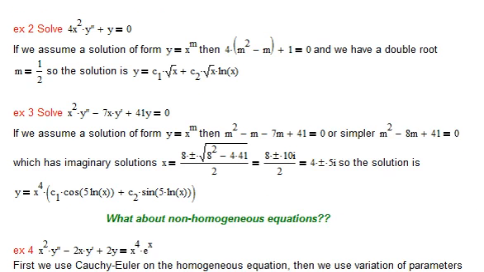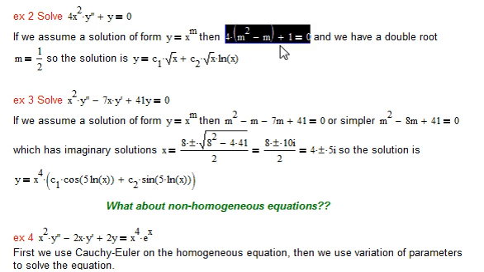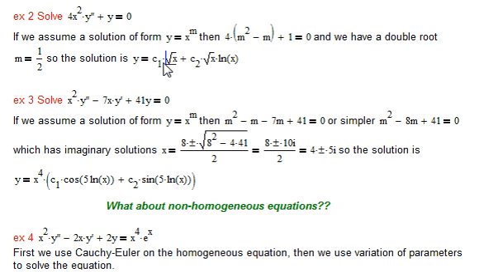How about this one? 4x squared y double prime plus y equals 0. If we assume a solution of this form, then 4 times m squared minus m, because m squared minus m times x to the m minus 2 is what we put in for y double prime, plus x to the m equals 0. We wind up with this equation, which has a double root of m equal to 1/2. So the solution is y equals c1 square root of x, that's x to the 1/2, plus c2 times square root of x times ln of x. And we've got it.